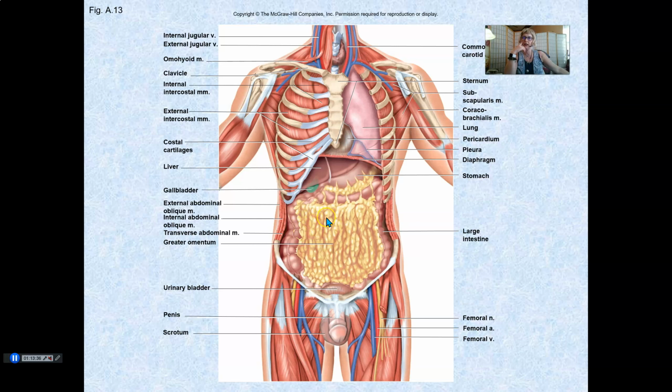It sits on top like a protective layer over all our visceral organs. These are all involuntary smooth muscle type organs. All the organs here have smooth muscle. I have to show you that, because a lot of people ask, what are you pointing to? What I'm pointing to here is not fat. I'm pointing to what's called the greater omentum.